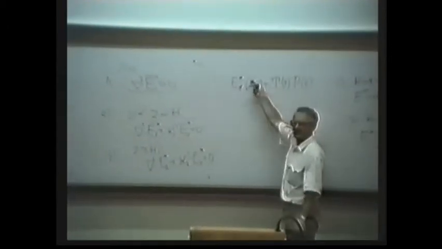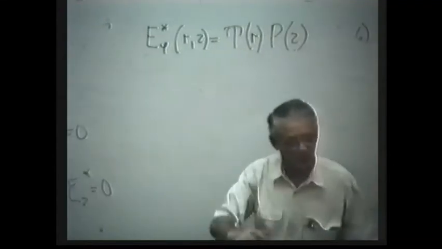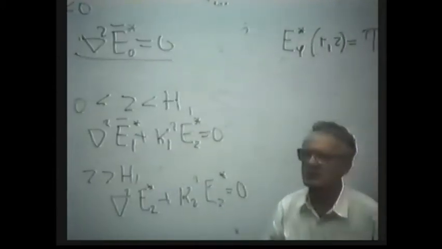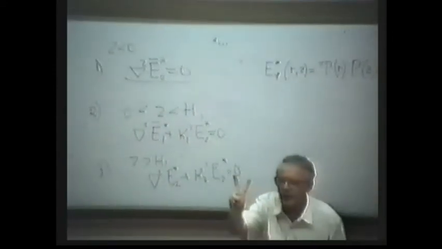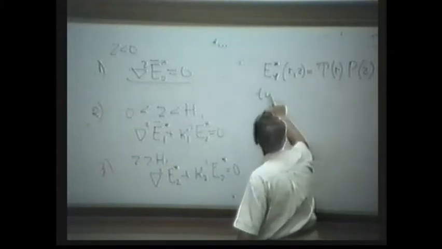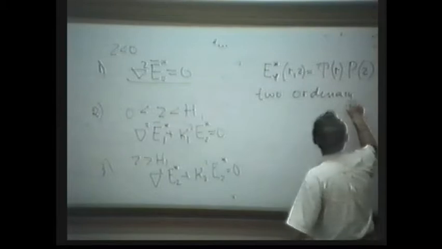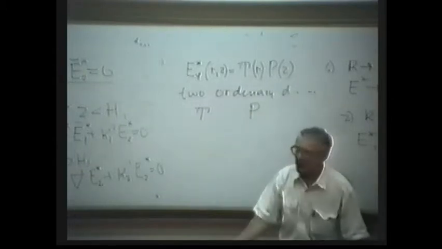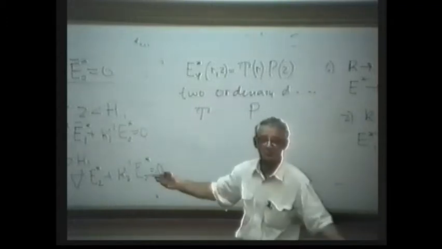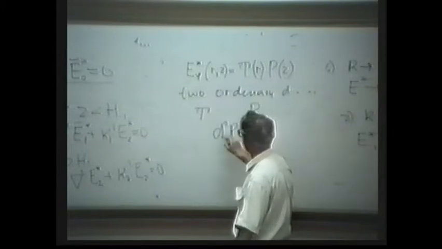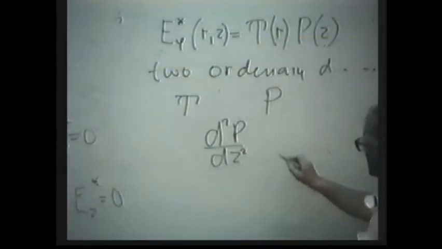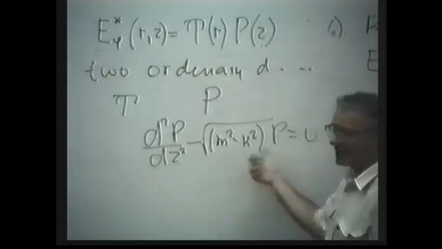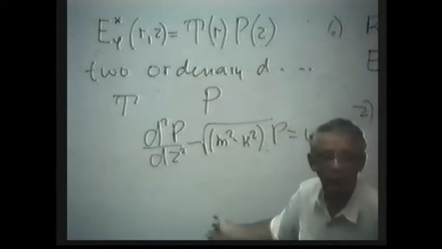When we substitute this assumption, which is always correct for a horizontal layer medium, into this complicated Helmholtz equation with partial derivatives, it is split into two ordinary differential equations, one with respect to Z, another with respect to R. For example, the equation for this function becomes amazingly simple: P double prime in Z equals m squared plus k squared times P. The solution of this equation is very well known. It's an exponent.